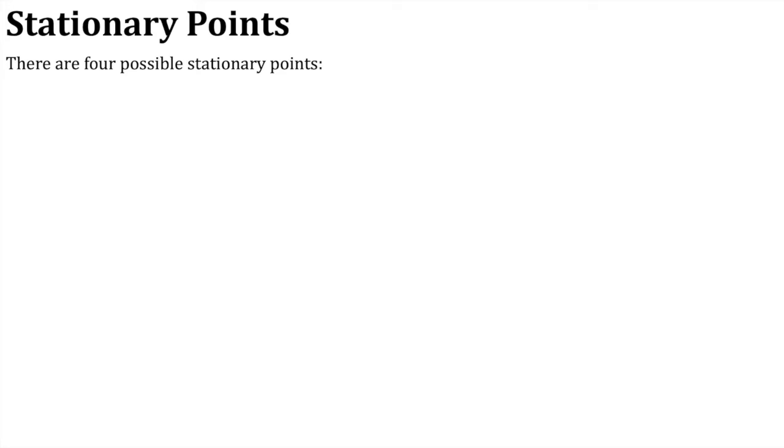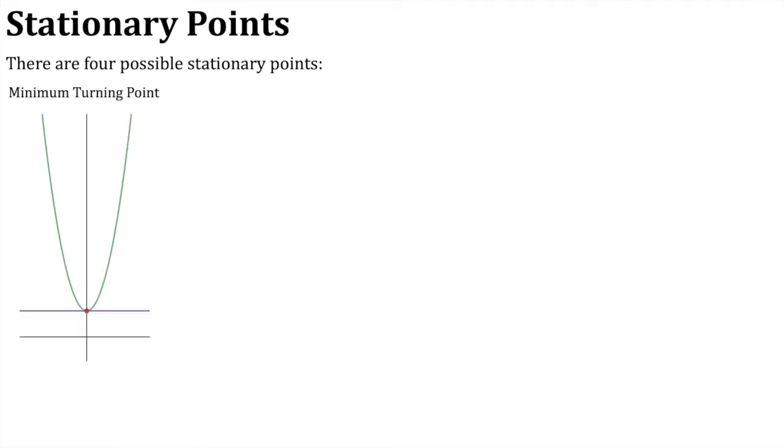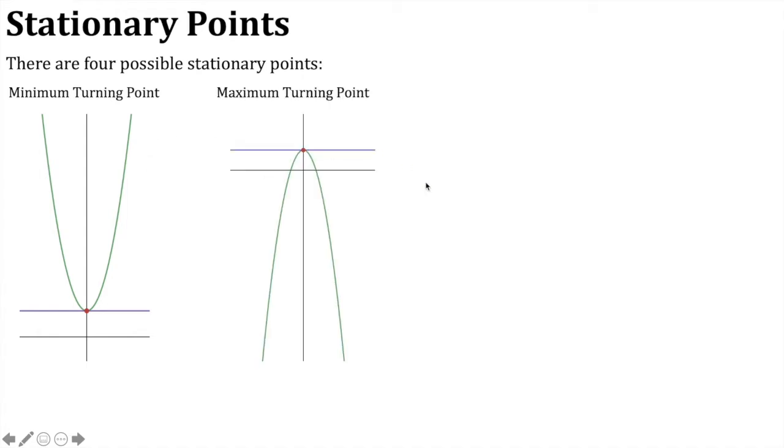Now, there are 4 possible stationary points. 2 of them you will have met before in National 5, and those are the minimum turning point. So what you can see here, curve comes down and it's a minimum turning point almost at the bottom of the curve, if you like. We have a maximum turning point, where the turning point happens at the top of the curve. And you can see for both of these I've put in that horizontal line for the tangent so that you can see that the gradient is 0.